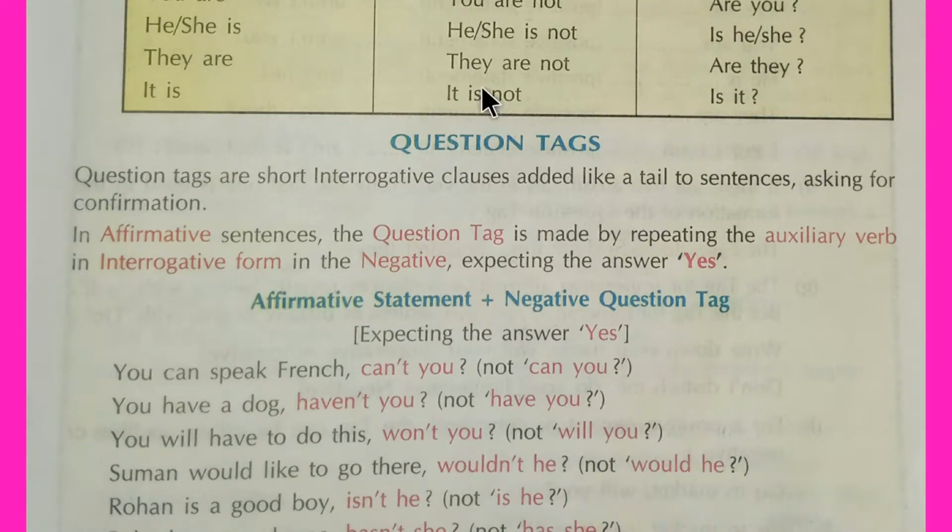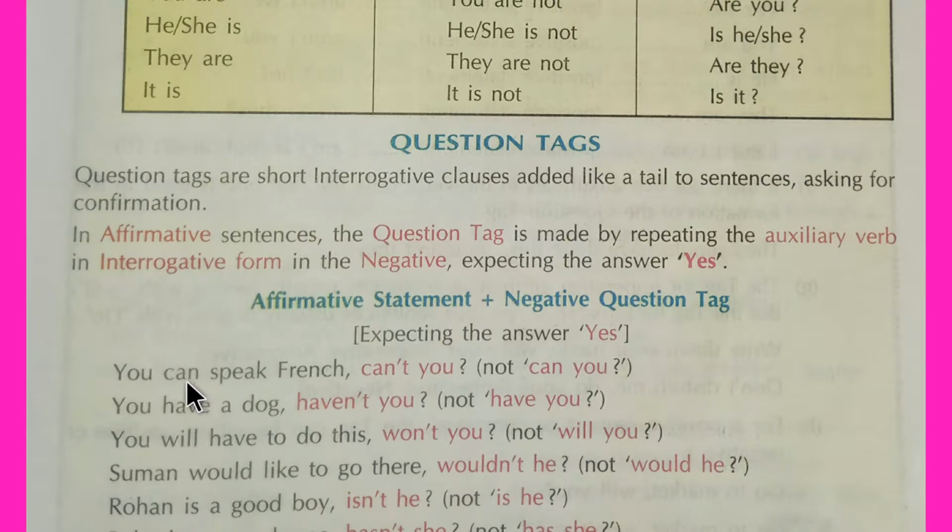Question tag. Okay, this is important. Without learning this, it will be difficult to learn English, right? So let me first give you some examples. You can speak French. This is a positive sentence, right? Affirmative statement. So in this is the question tag. This is not negative, but this is negative.